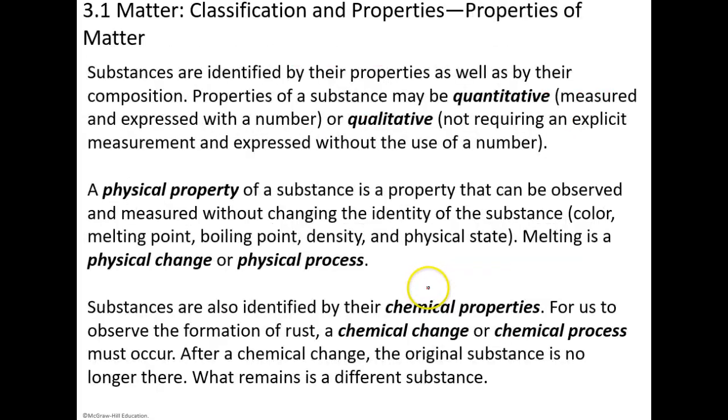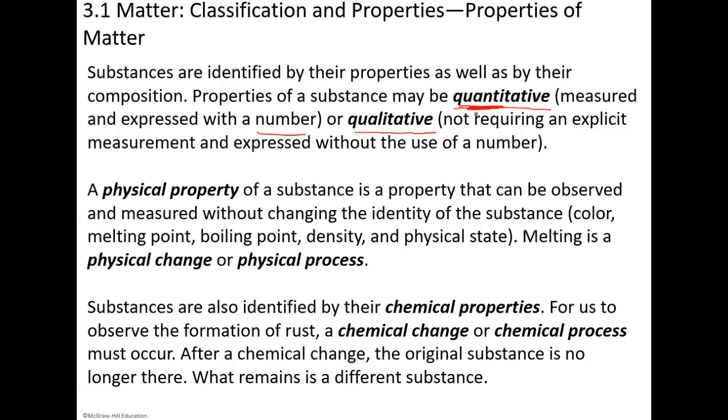All right, so this is kind of how you classify properties. There's a quantitative way to classify properties and a qualitative way. A quantitative way is where you express it with numbers. Quantitative, quantity. That's where the word quantity comes from. So, measured or expressed with a number.